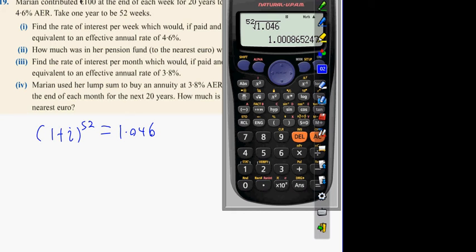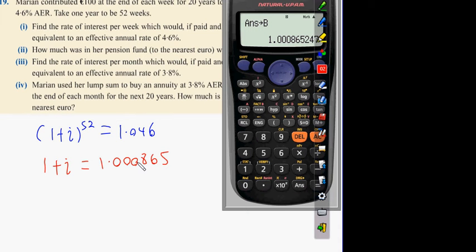Equals. Now save that as your B value, but you've got to write it down as well, so shift, store, B. Now this value here, your 1 plus i, is 1.000865. Just stop it there, okay?